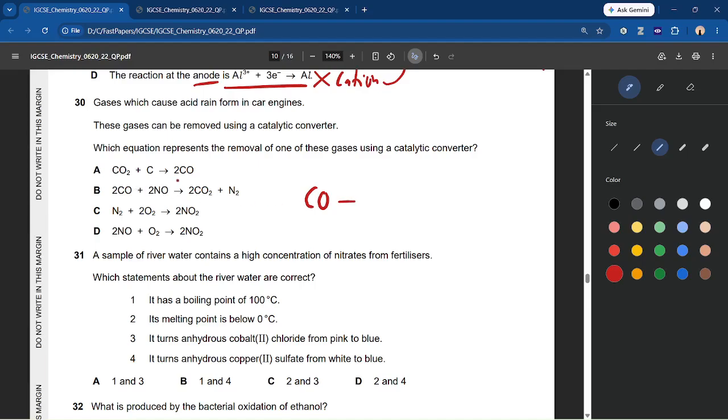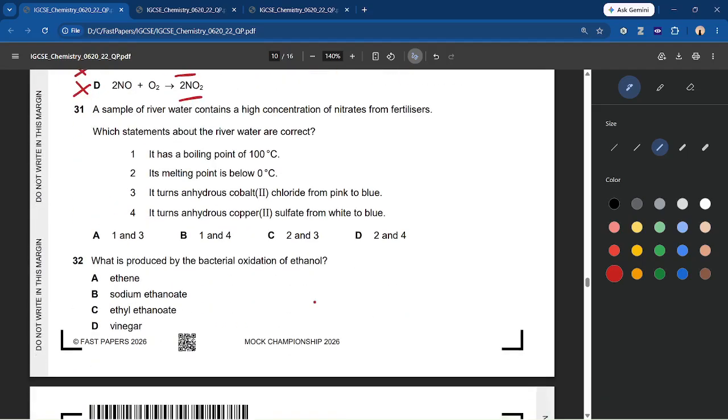For example, this just forms more carbon monoxide, so no. Over here, carbon dioxide plus nitrogen. This equation doesn't really seem correct. I don't know how you're getting nitrogen gas from here. Actually, hold on, we'll come back to this. Because you're removing carbon monoxide and you're removing nitrogen oxide, forming NO2. So this is going to be your answer, B.